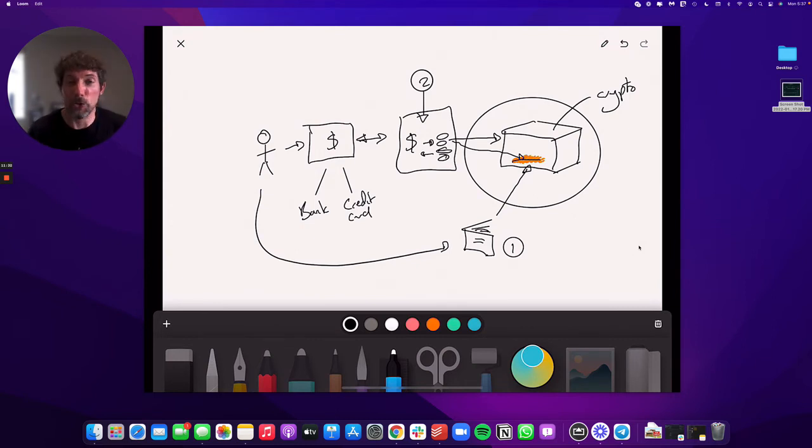Crypto.com allows you to use your credit card, which is why I put credit card in there. But you need your wallet first, number one. And number two, you set up either crypto.com or Easy Crypto, depending on where you are in the world.